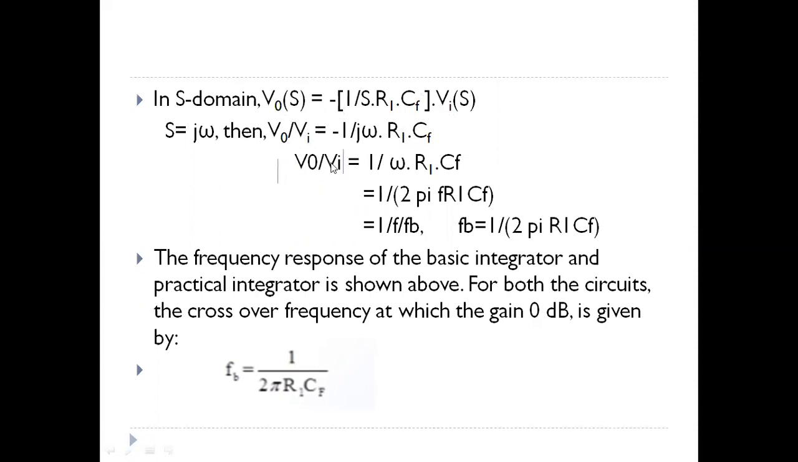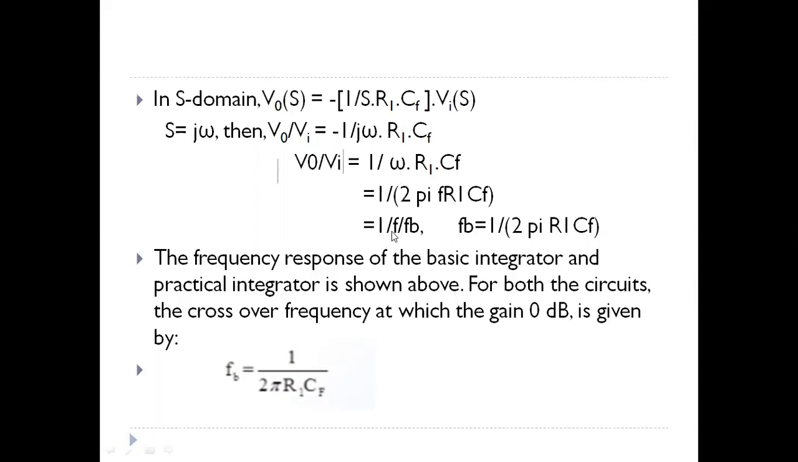If you take the magnitude, V0 by Vi is equal to minus 1, magnitude is 1 by A plus jB form. So that is A is 0 and B is omega R1 into CF. So that is square root of A square plus B square. That is square root of 0 square plus omega R1 CF whole square. So if square and root cancel, then we can get omega R1 into CF. So 1 by, what is omega? Omega is equal to 2 pi f. 2 pi f into R1 into CF.